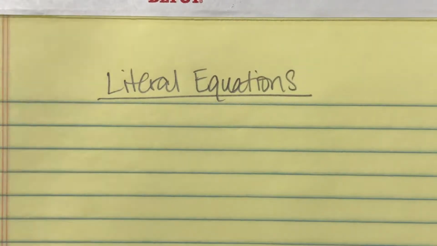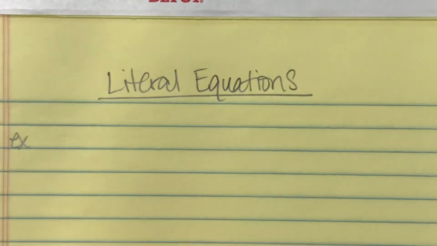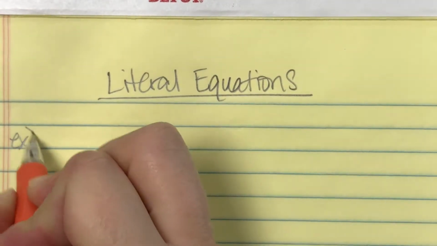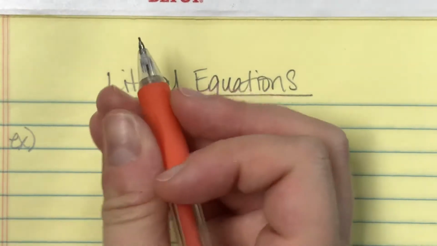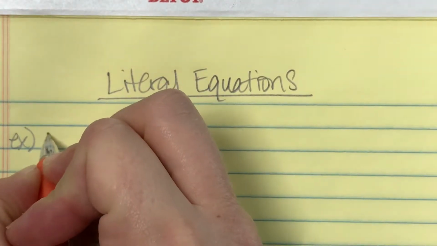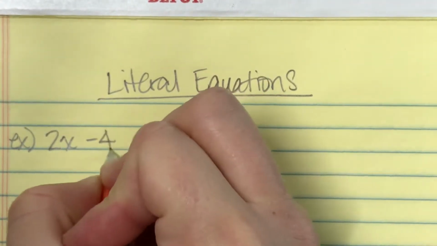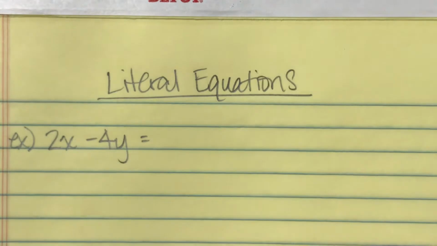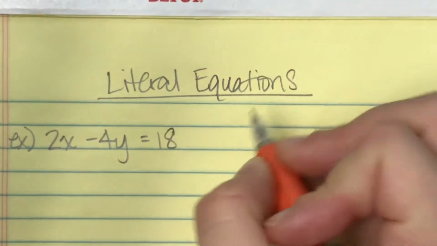All right, let's talk for just a minute about literal equations. The pictures of the full notes are in Canvas, but I did want to do just a couple quick examples. So let's say I'm doing a problem like 2x minus 4y equals, let's say 18, okay?